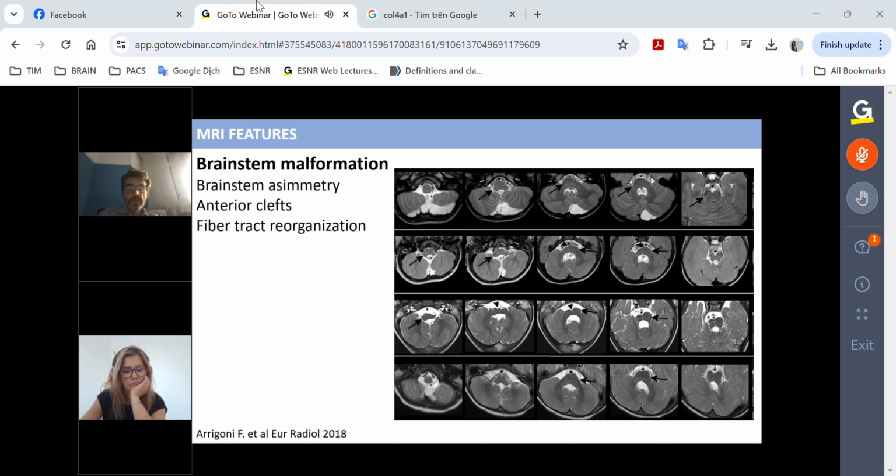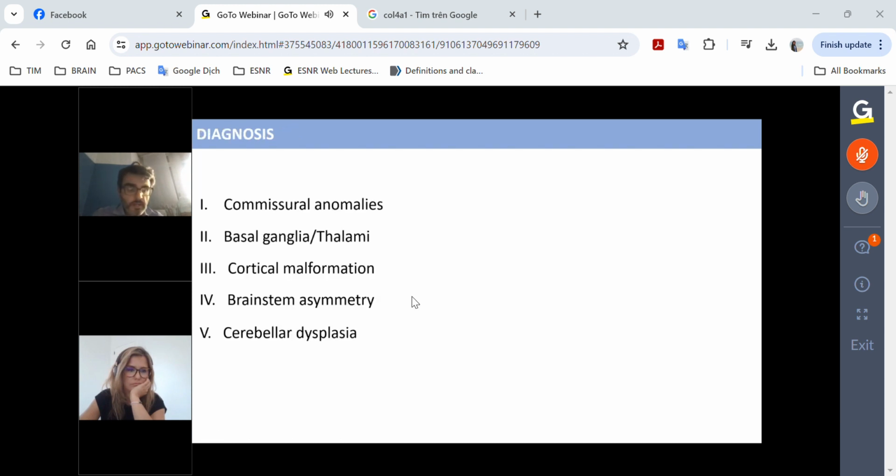And if you do fiber tractography, you can see a complete derangement and reorganization of white matter: blue tracts and red tracts corresponding to transverse pontine fibers and corticospinal and ascending tracts, which are completely messed up. I didn't put the image here, but if you do tractography, you will see. So commissural anomaly, basal ganglia and thalamic abnormalities, cortical malformation, brainstem asymmetry, and cerebellar dysplasia should remind you of a tubulinopathy, and you should look for this kind of gene and make the diagnosis if possible.